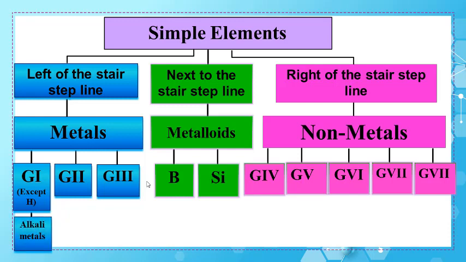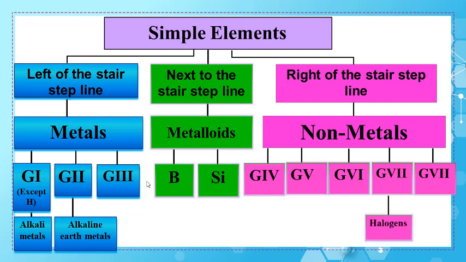Elements of group 1 are called alkali metals. Elements in group 2 are called alkaline earth metals. Elements in group 7 are halogens. However, elements in group 8 are inert or noble gases.